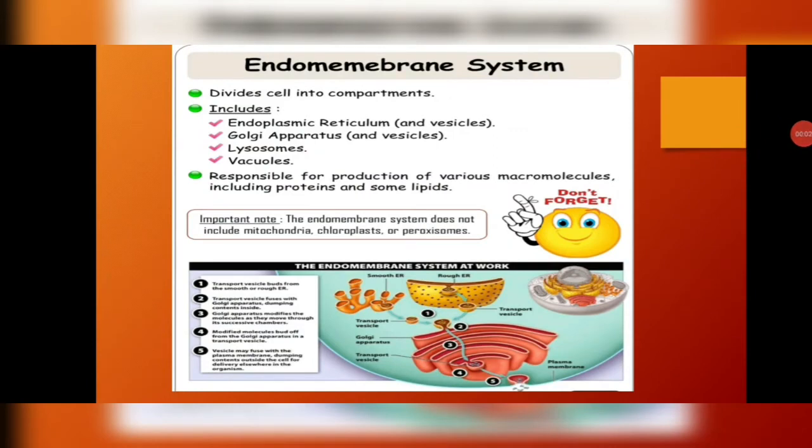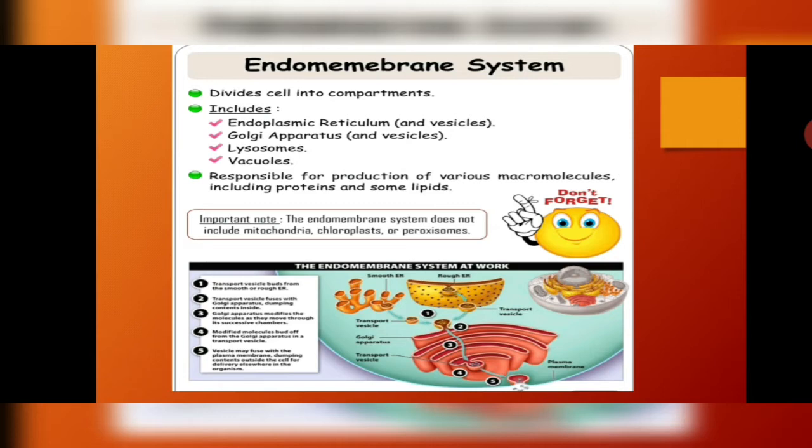So students, now let us start the last part of this chapter, that is the endomembrane system. In this we are going to learn about various organelles which are a part of the endomembrane system which together work in a coordinated manner. So basically they divide the cell into compartments. What are these compartments? The endoplasmic reticulum, the Golgi apparatus, the lysosomes and the vacuoles. They are responsible for production of various macromolecules like proteins and lipids in the cell.